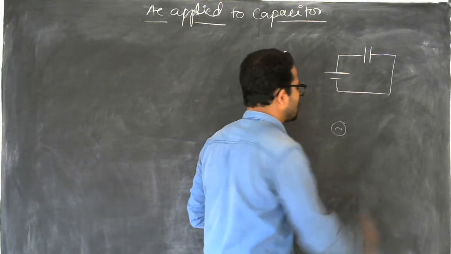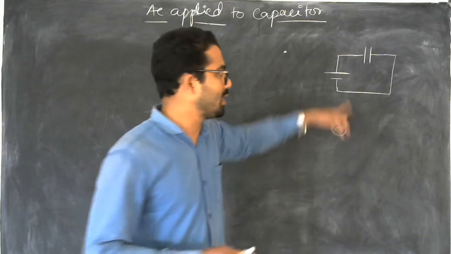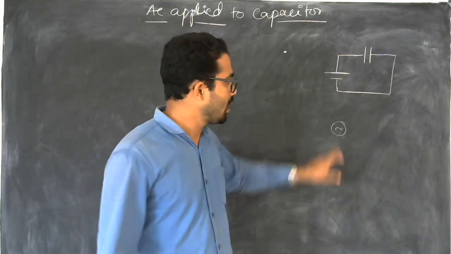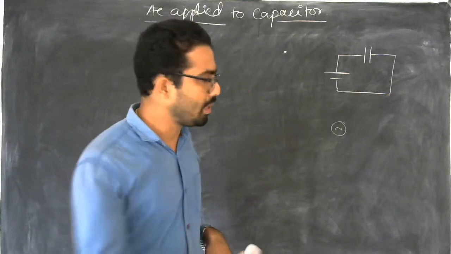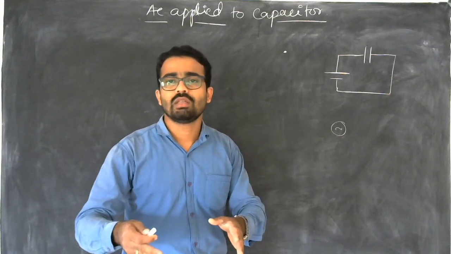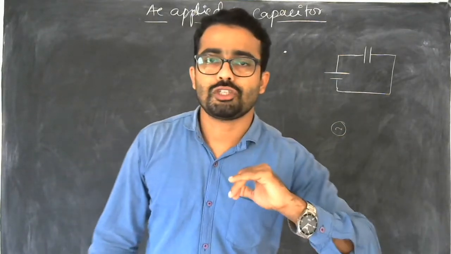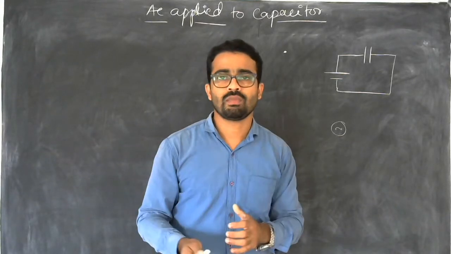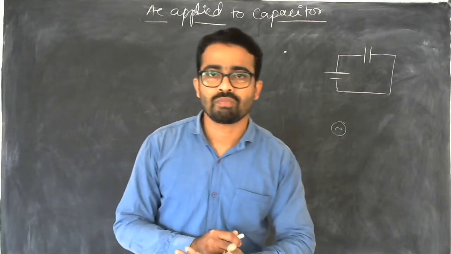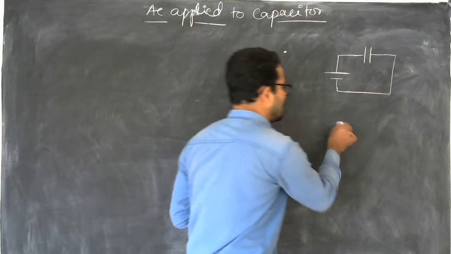But when you connect that capacitor in an AC circuit, it doesn't behave like that. Whatever behavior it showed when connected to a DC source will not be there when the same capacitor is connected to an AC source, because AC, we already know, is alternating. For a particular period of time, current will flow in one direction, and then the direction of current changes. So the capacitor, for a short interval of time, gets charged, and once the direction of current reverses, whatever charge is stored in the capacitor will be discharged because the direction of current changed. This is the functioning of our capacitor when it is connected to an AC circuit.